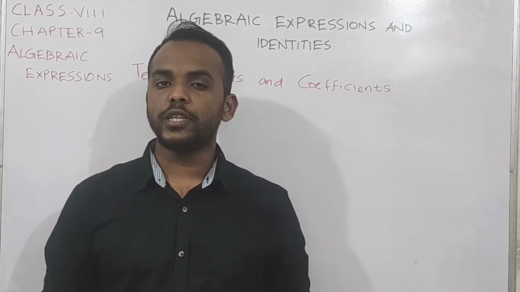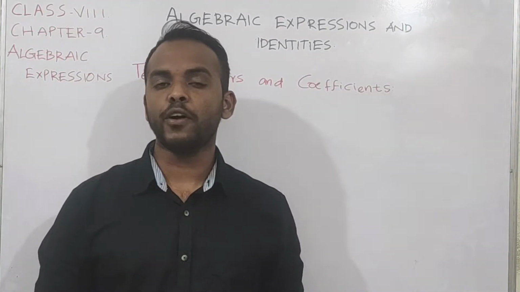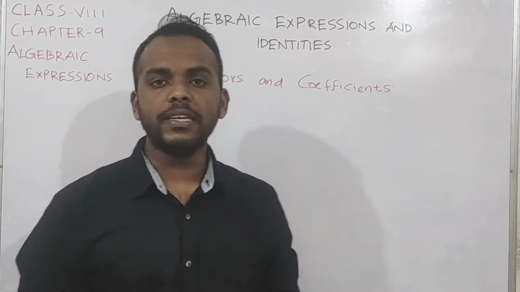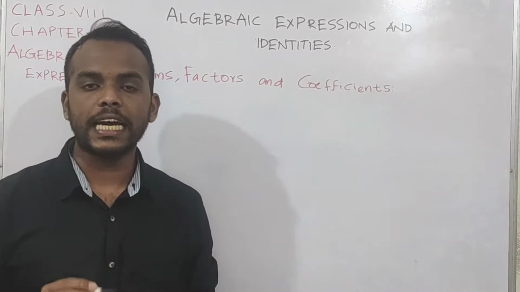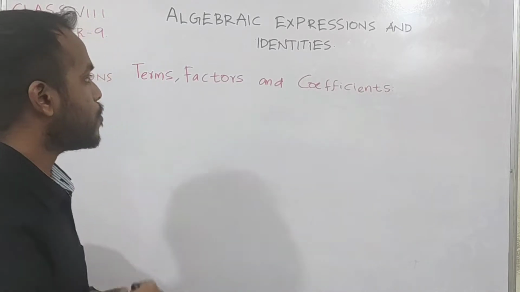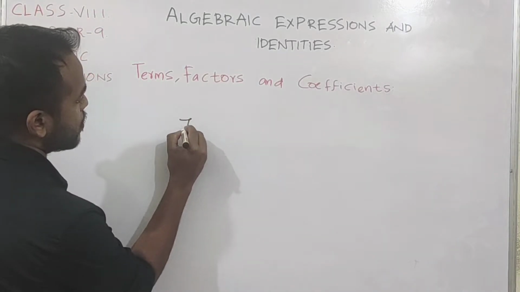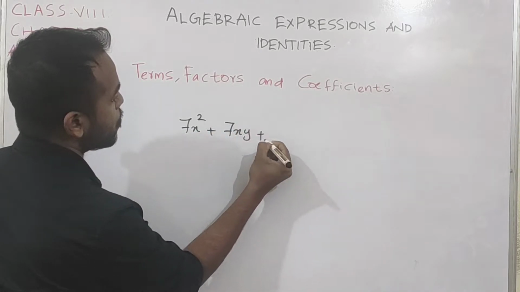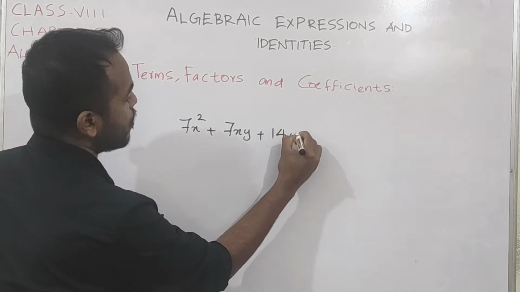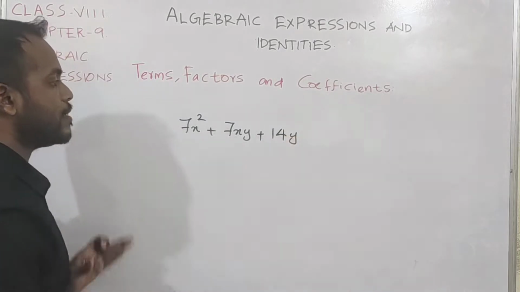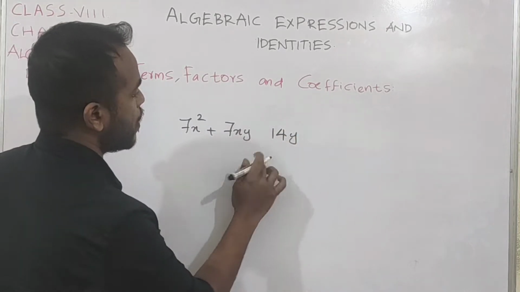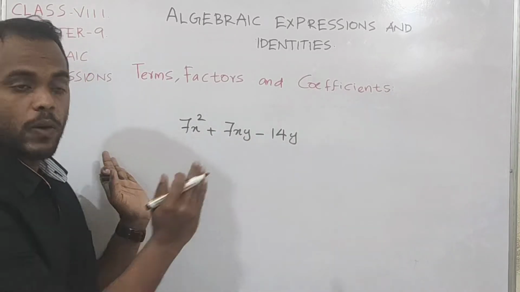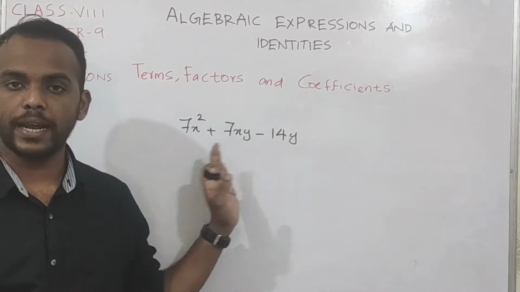Before getting deep into the algebraic expression, we need to know some of the terms that come in the base part of this section. First term is term. So let's see what a term is in an algebraic expression. Suppose I am going to write an algebraic expression as 7x square plus 7xy minus 14y. This is clearly an expression. What kind of expression? This is an algebraic expression.